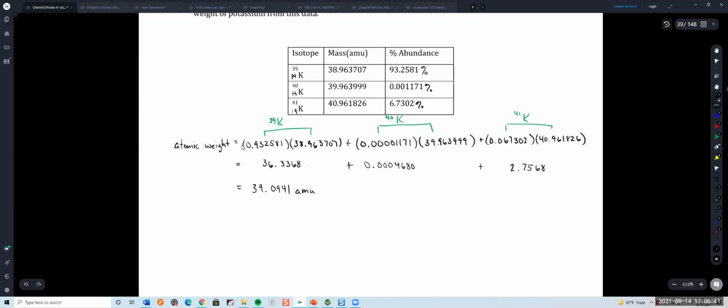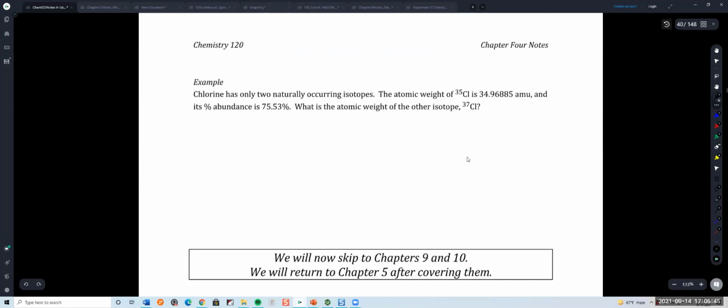Look at the equation we had here. So first, if we wrote it out in words, the atomic weight would be the percent abundance of chlorine 35 times the mass of chlorine 35, plus the percent of chlorine 37 times the mass of chlorine 37.